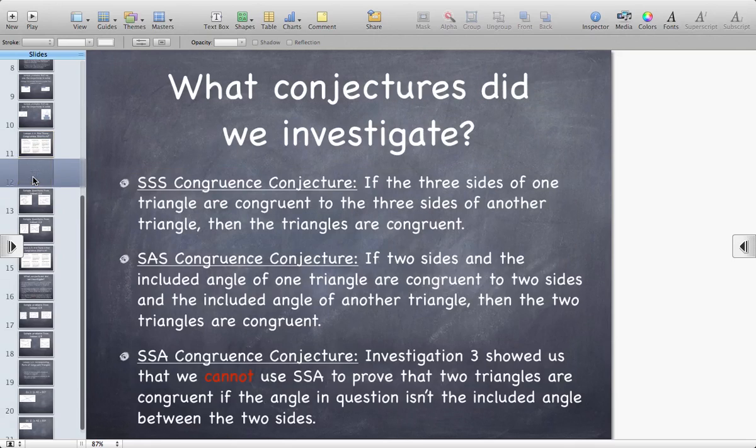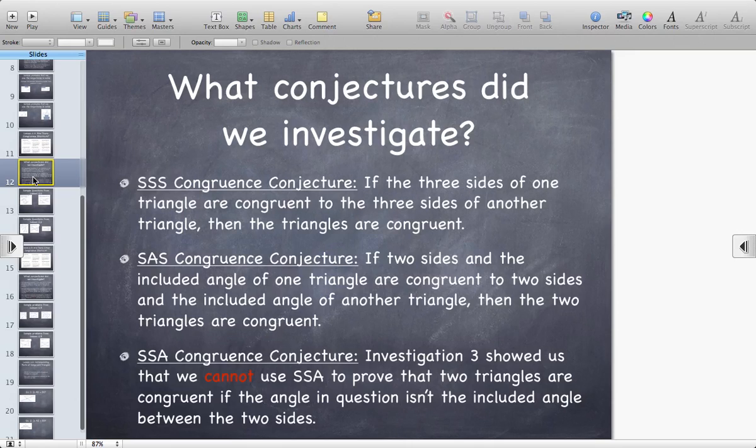All right, so in lesson 4.4, this was the first three investigations we did. We determined that yes, there are two shortcuts we can use. We can use the side, side, side congruence conjecture. So if three sides of one triangle are congruent to the three sides of another triangle, then yes, everything about those triangles is congruent, so the three corresponding angles too.